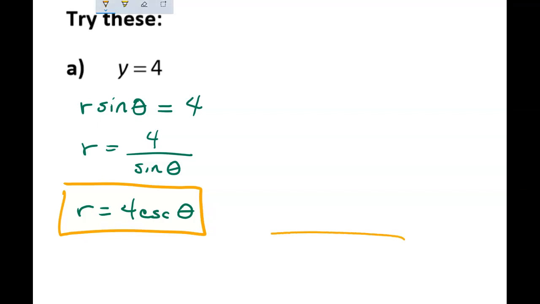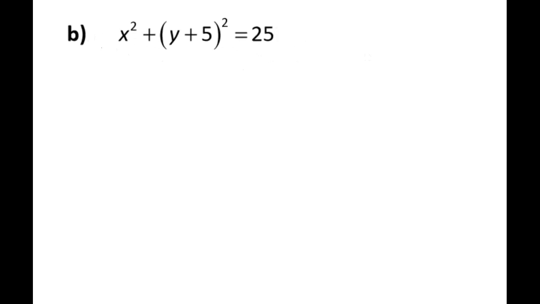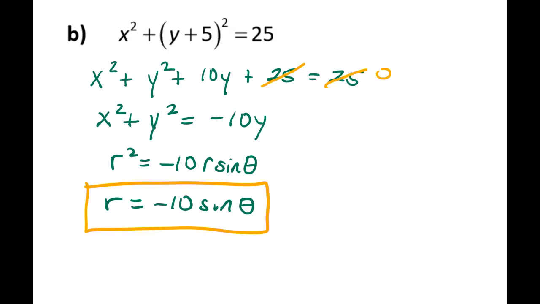Now try the next one, which is a little bit more challenging. This one is the equation of a circle centered at 0, negative 5 with a radius of 5. Pause the video as you do this one. All right, here's the equation of that circle in polar form, r equals negative 10 times the sine of theta.